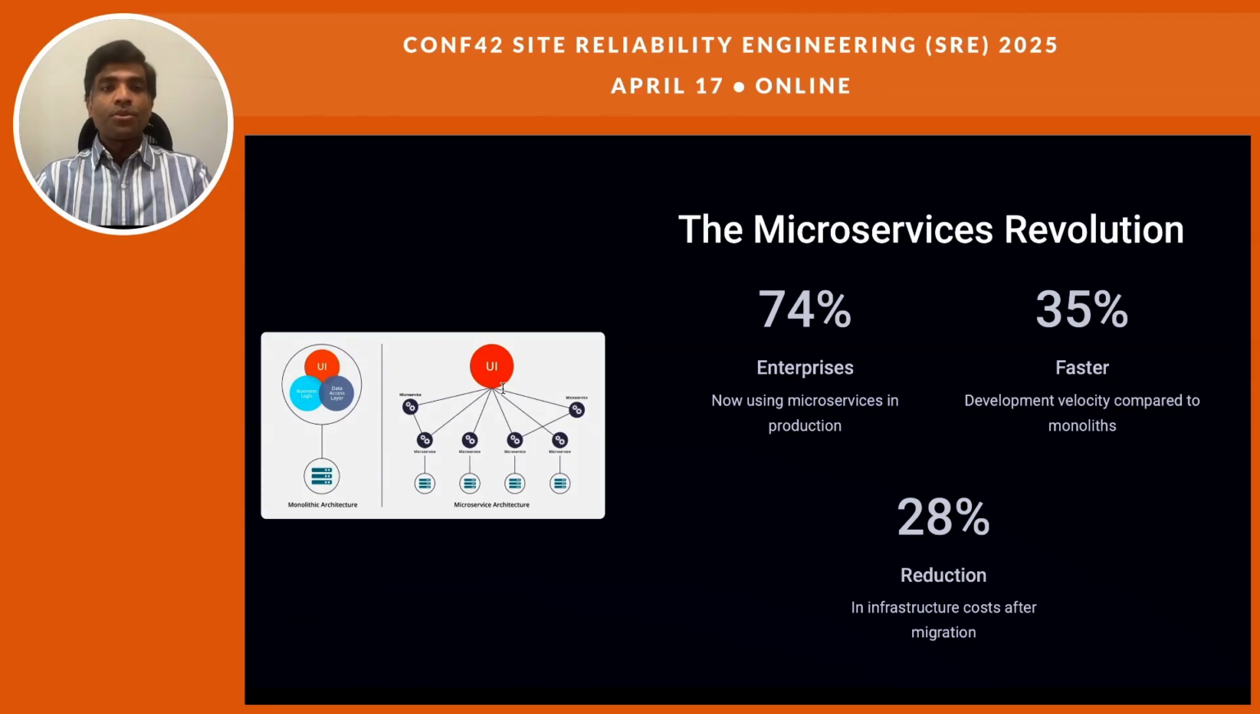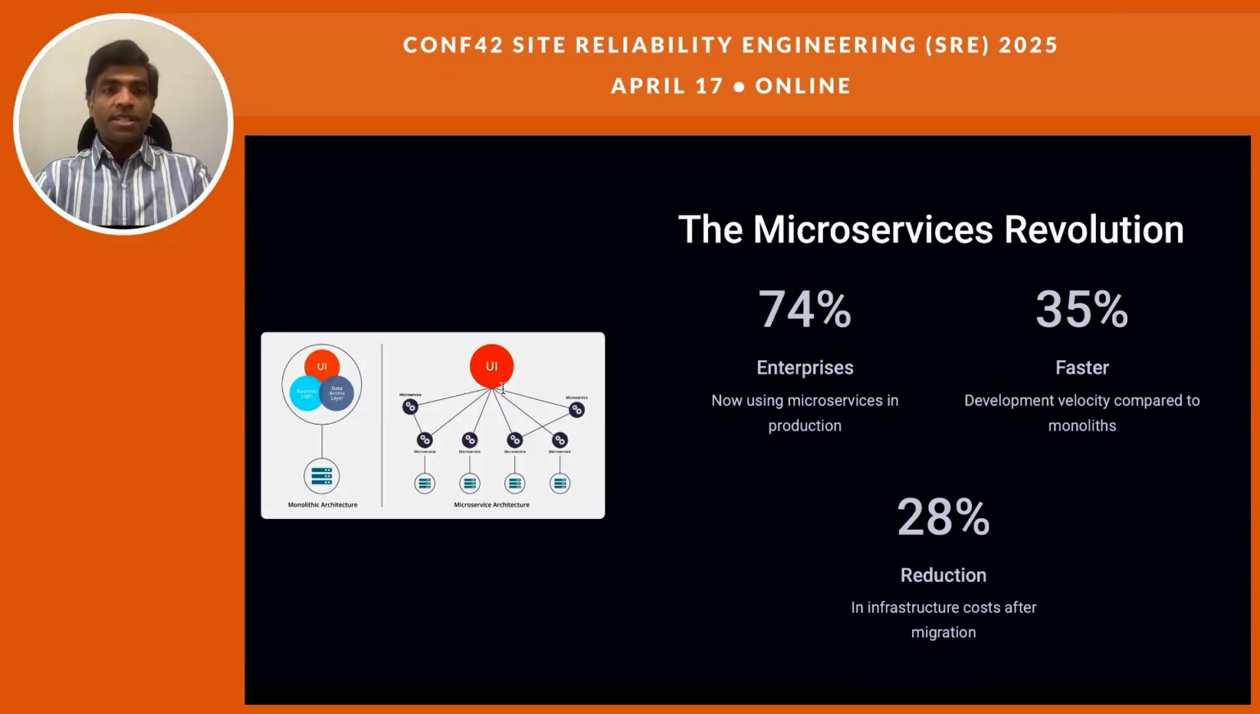And one of the most compelling reasons that most companies are trying to adopt microservices is the significant boost in development speed. On average, organizations report up to 35% increase in development velocity when compared to traditional monolithic systems. In addition to speed, microservices also offer considerable cost-saving benefits. Enterprises have reported a 28% reduction in infrastructure costs after migrating to a microservices-based architecture.